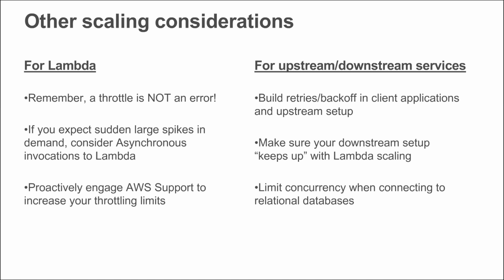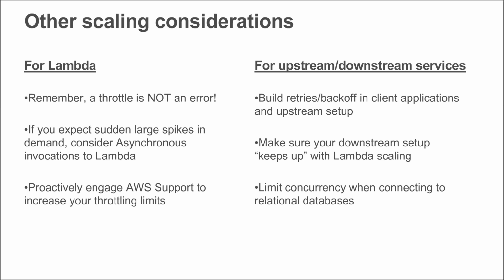Therefore, in most cases to consider when scaling, a throttle is not an error. Now, for both stream-based and for asynchronous invocations, a throttle just means a slight delay. So if we expect a sudden spike in demand, then consider using asynchronous invocations if possible. If there is no client that is waiting at the client end, then you can just use asynchronous invocations.